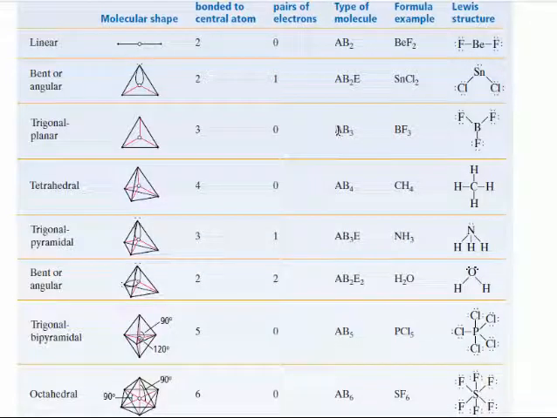Again, we have AB3 plus an electron pair, so it's not trigonal planar. We have this E right here that we have to account for that's driving these electrons down into this trigonal pyramidal shape.